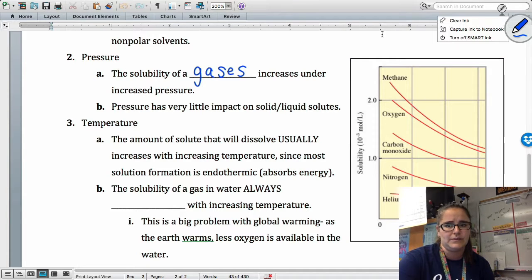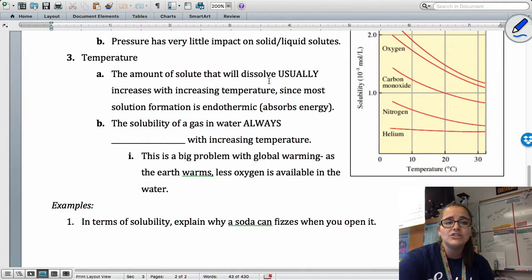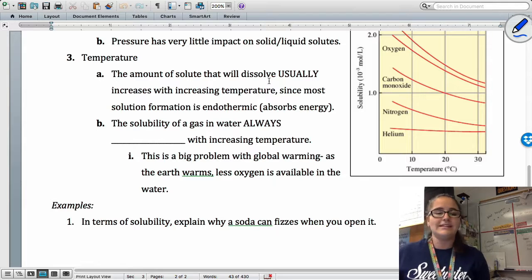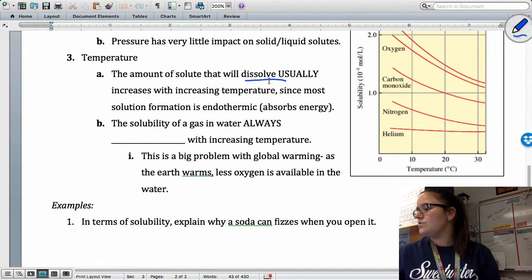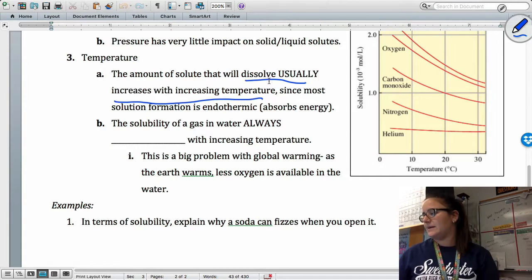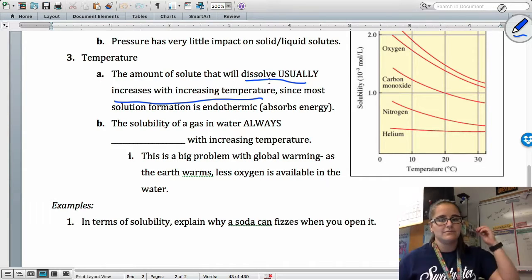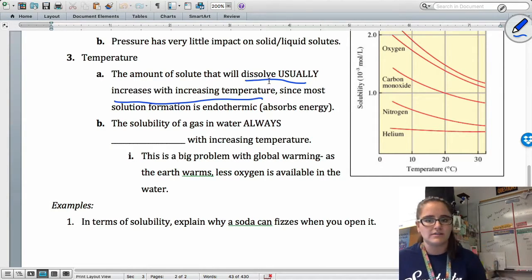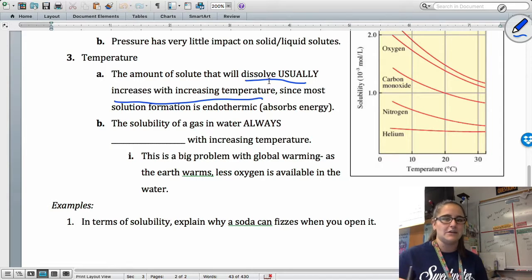Temperature is an interesting one. In general, we know that when you heat something up, you can get more to dissolve. So solubility usually increases with increasing temperature. Normally, if you heat it up, you can get more salt to dissolve, more sugar to dissolve. That's how you make things like caramel: you heat it up so that the sugar will dissolve in the water. However, gases are the opposite.